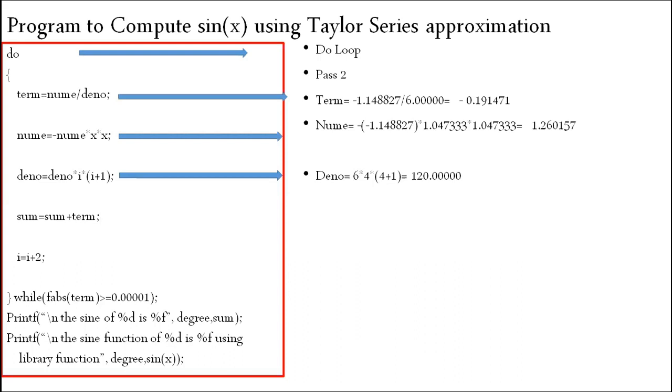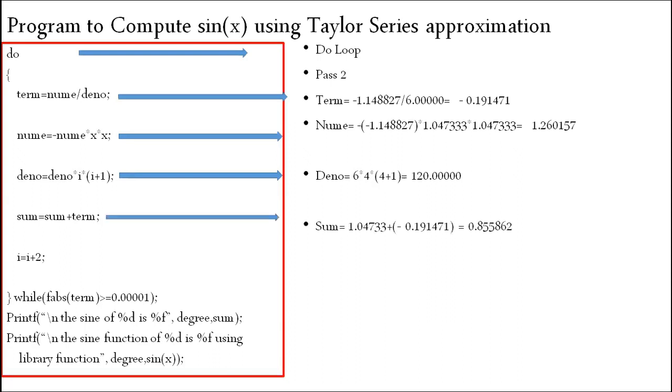Again 6 into 4 plus 1 is nothing but 120. So finally we'll get 5 factorial, 5 into 4 into 3 into 2 into 1. So this is how the denominator goes. So here the denominator value is 120, that is what 5 factorial.